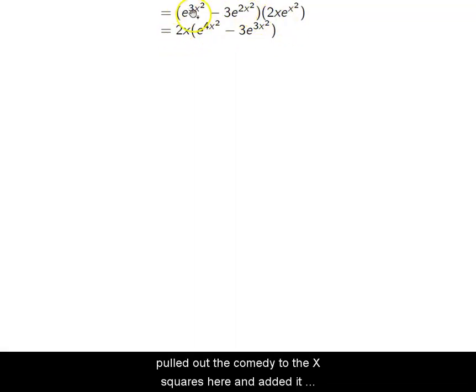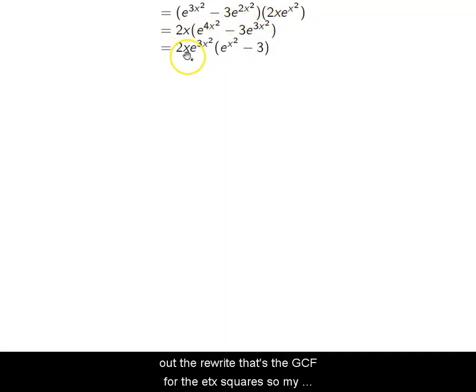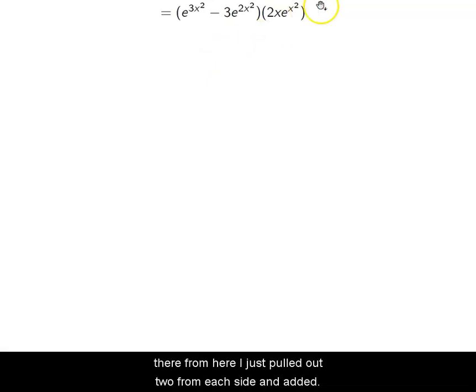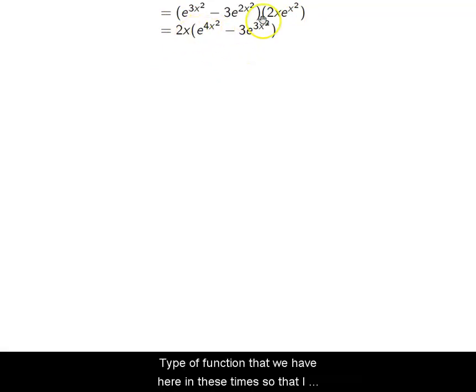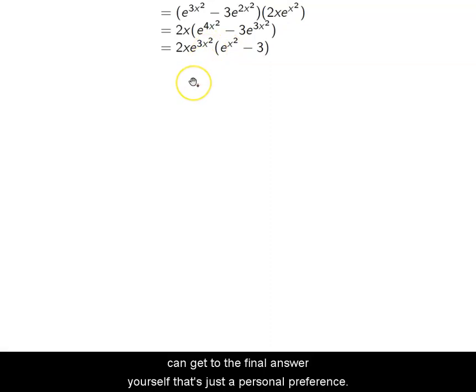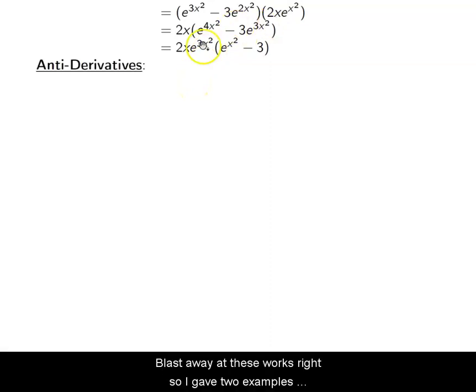I could have just pulled out the common e to the x squares here and added it to this term that I have outside, but for me it's easier just to see how many total I can pull out. So total I can pull out 3, right? That's the GCF for these e to the x squares. So my final answer is 2x e to the 3x squared with an e to the x squared minus 3 on the inside. So again, I could have gone straight there from here if I just pulled out 2 from each side and added it to this term, but for me it's easier just to condense each type of function that we have here in these terms so that I can get to the final answer. So that's just a personal preference, but that's the way that this works, right?